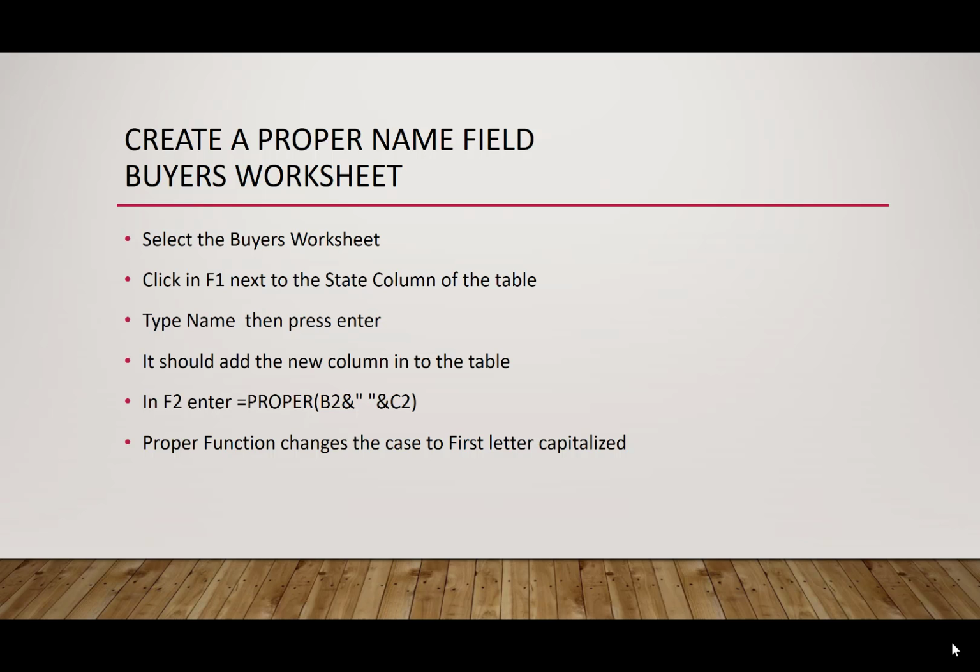Now in this new area, go down a little bit and in F2 input this formula: equals proper, and since it's a function there's always parentheses afterwards. Then we're just going to put these two together where we click on the first name, add a space, and then click on the last name, using the ampersands and the quotation marks. Notice the proper function changes the case of the first letter to being capitalized for each one of them.